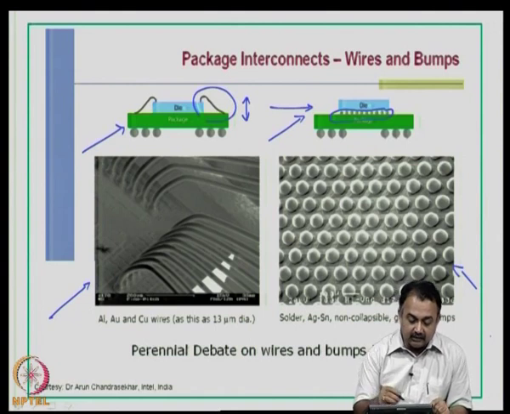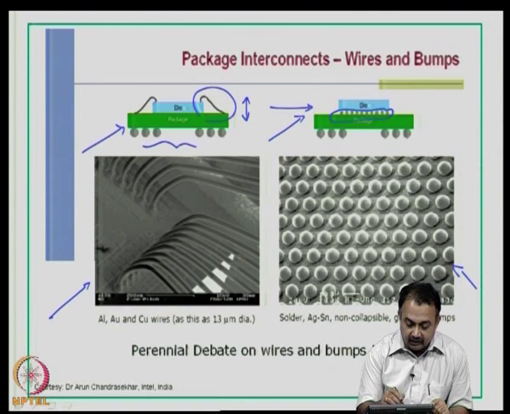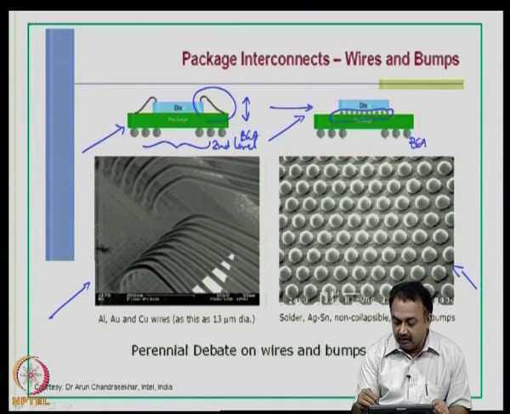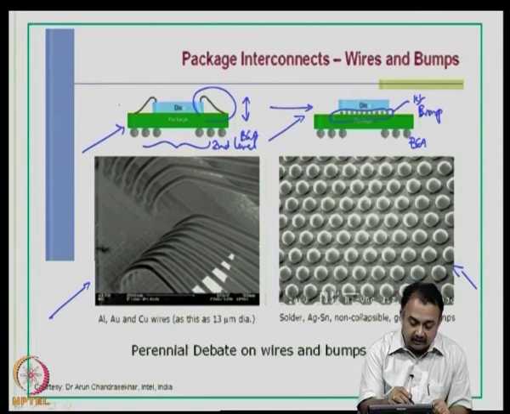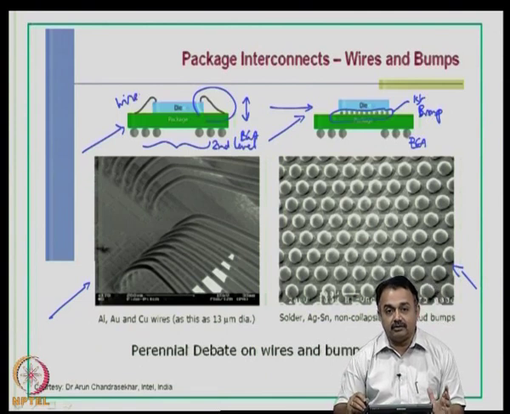Obviously, the package on the left is depicted as a BGA here. You can see the second level interconnect is a BGA. Here also it is a BGA, but here the first level interconnect is a bump and here the first level interconnect is a wire. So, this is the basic difference between these two.